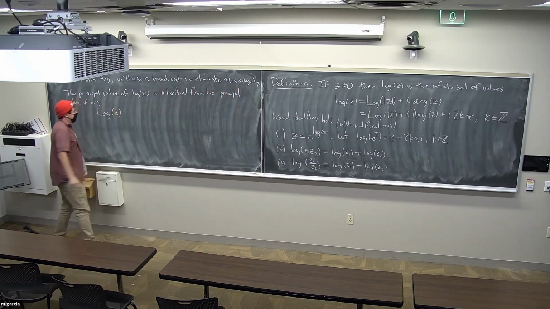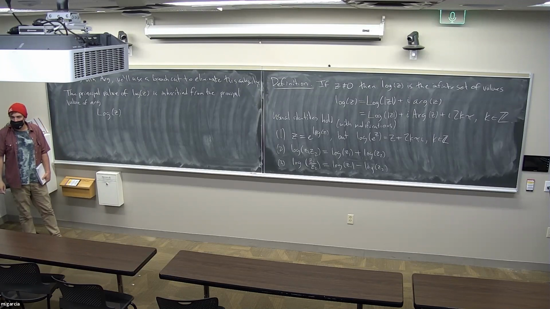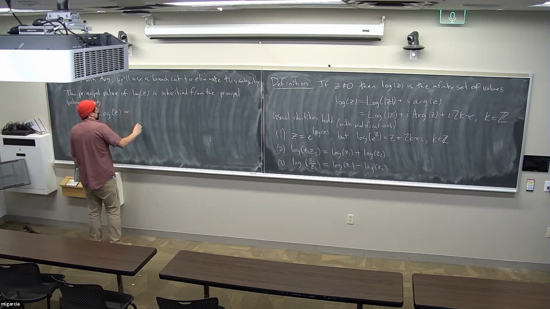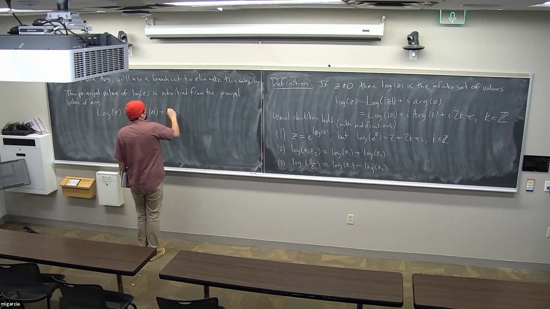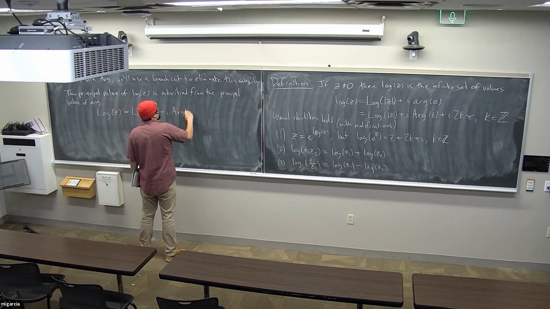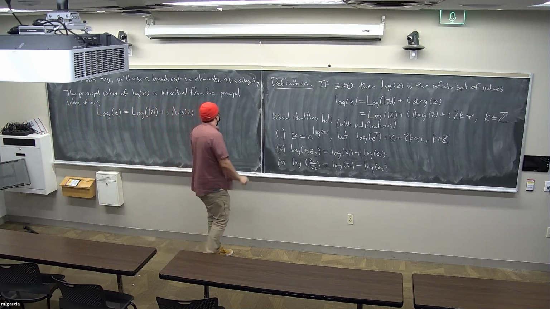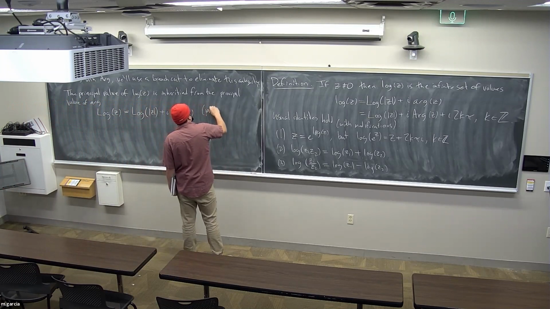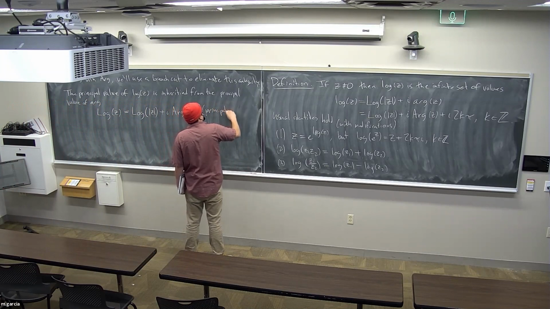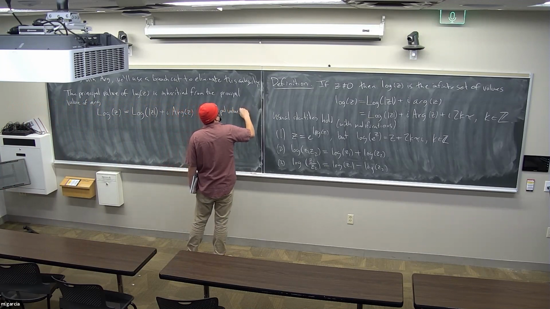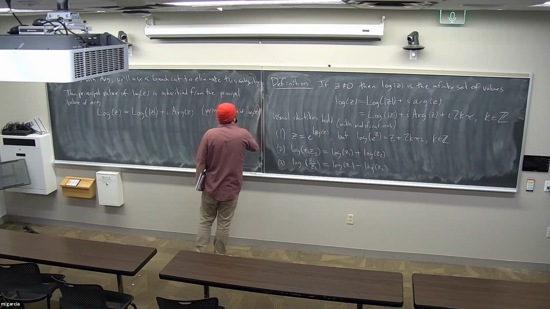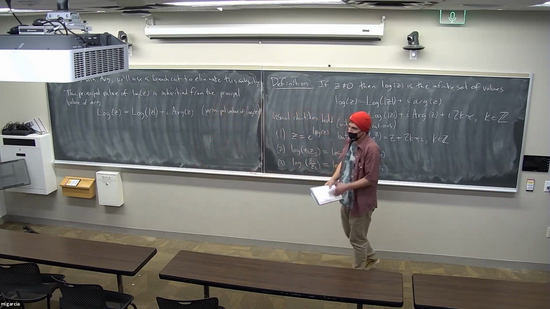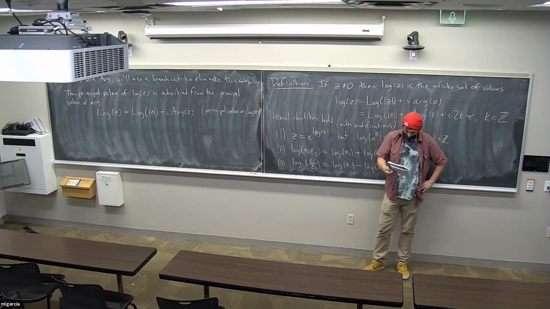I'll write capital Log of z for the principal value, which is equal to the usual real logarithm of the modulus of z plus i times capital Arg of z. This is the principal value of log of z. Okay?